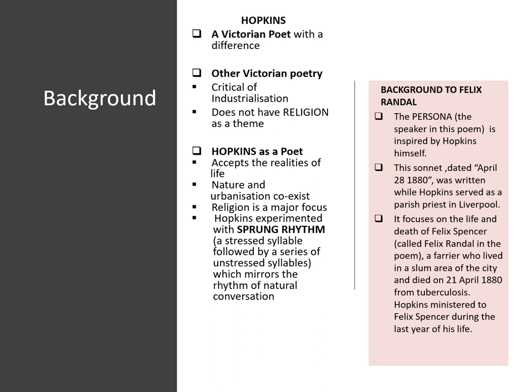Hopkins ministered to Felix Spencer during the last year of his life. He visited him often, gave him the last rites before he died. He also conducted his funeral and his burial. Hopkins changes his surname from Spencer to Randall in order to conceal the man's true identity.